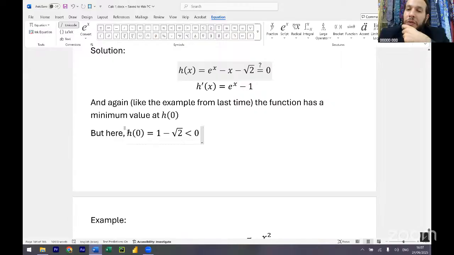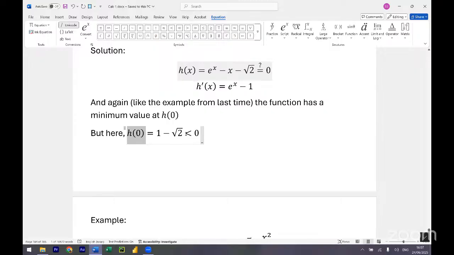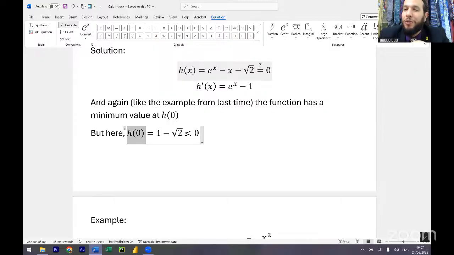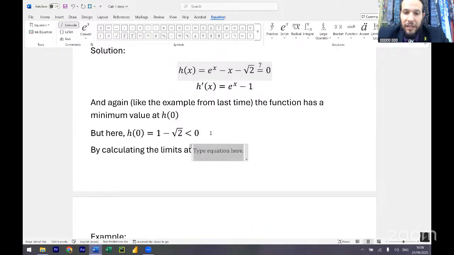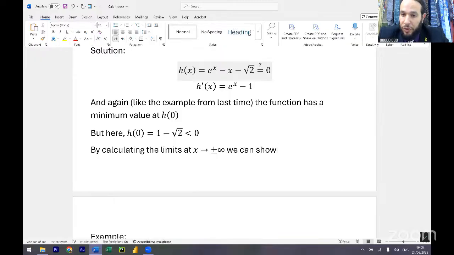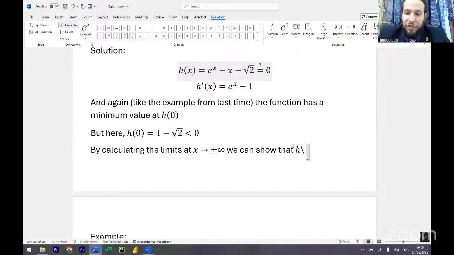Help anyone. We know the y value of h is negative, then it goes to positive on both sides. Why does it go to positive on both sides? And how do we know that? By calculating, when we cannot substitute, we calculate limits. By calculating the limits as x goes to plus or minus infinity, we can show that h tends to infinity, from different reasons, but that's true in both cases.